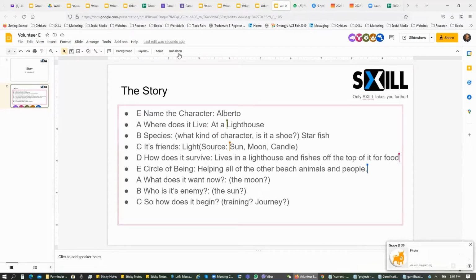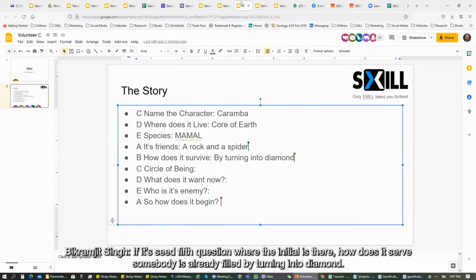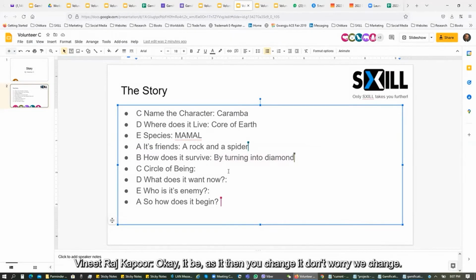In the volunteer C sheet, if you see the fifth question, where the B initial is there, how does it survive? Somebody has already filled it by turning it into diamond. So what am I supposed to do? Okay, if B has to fill it, then you change it. Don't worry. You change it.